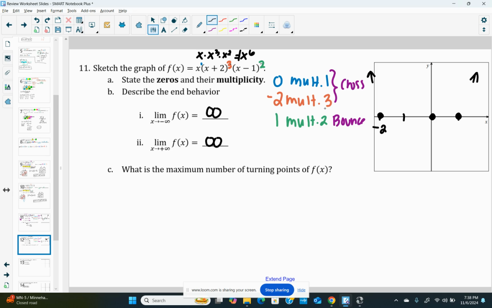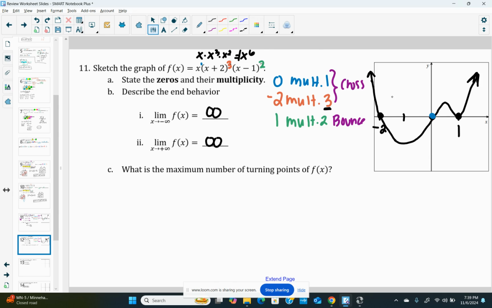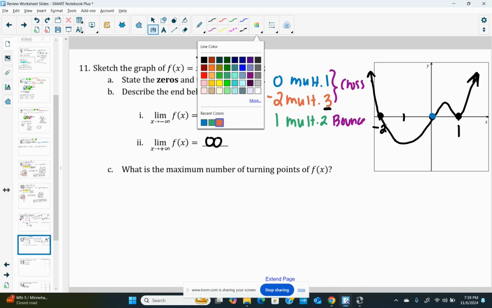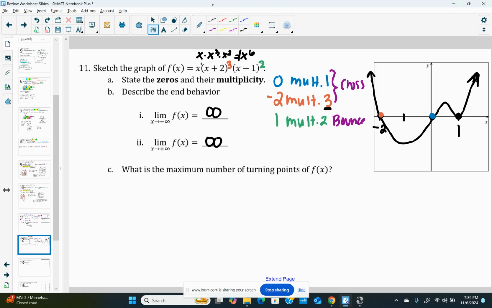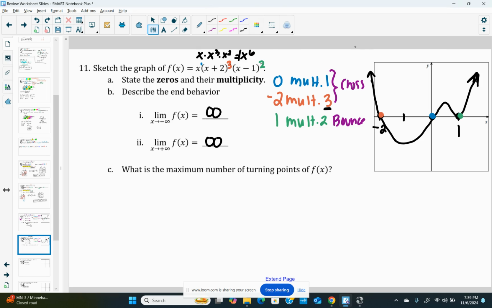So now at -2, remember I need to cross because it's an odd multiplicity. So we're going to have to go through -2. And then we're going to have to cross at 0 since 0 has an odd multiplicity. So we're going to have to cross at 0, come back down so we can bounce at 1. Okay, so cross at 0 because it's an odd multiplicity. Cross at -2 because it's an odd multiplicity. And then bounce at 1.